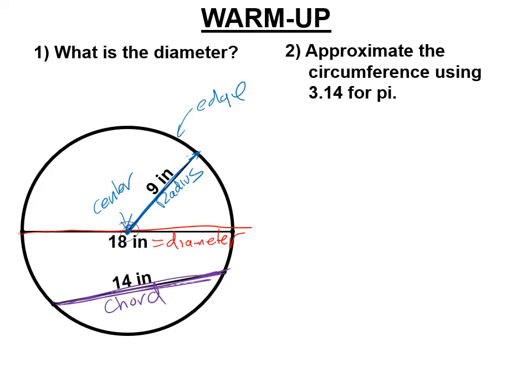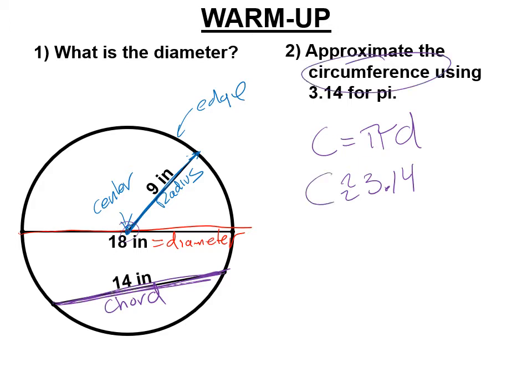All right, so now we're going to approximate the circumference using 3.14 for pi. Now, on Pi Day, hopefully, we did circumference. Circumference is equal to pi times diameter. But pi cannot be calculated with because it goes on forever. It's an irrational number. So we're going to use 3.14 as an approximation.